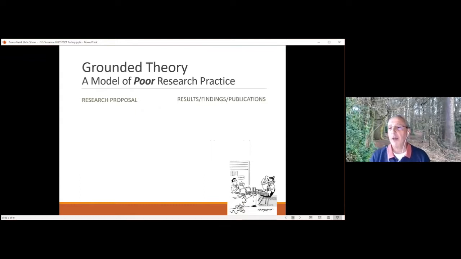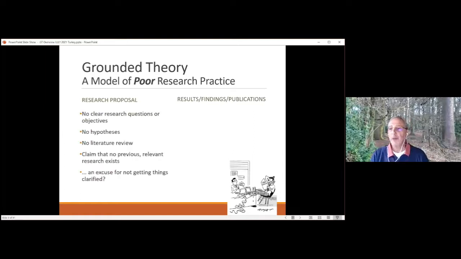Now, the first thing I have to say about grounded theory is that it's often seen by many research promoters, by editors, people who I call the gatekeepers of research committees, as a model of poor research practice. And many years ago, I would come across proposals for research where the students would say they wanted to use grounded theory, and I was very suspicious. Their research proposal often had no clear research questions. It didn't pose hypotheses. They would say, we haven't done a literature review, because that's what the people who set up the method of grounded theory recommend.